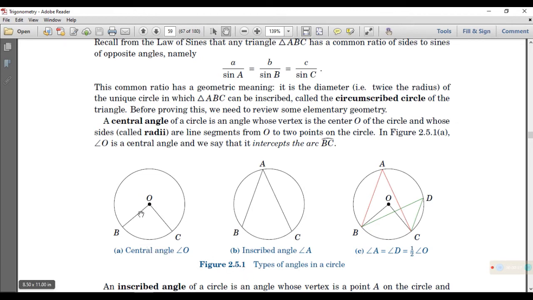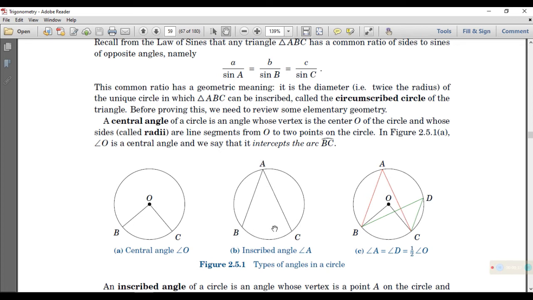Meron tayong circle O. Ang center niya ay at O. And then, it has the central angle na discuss natin earlier. If the vertex coincides with the center, then we have a central angle. The intercepted arc is BC. While on the second angle, meron tayong inscribed na angle.